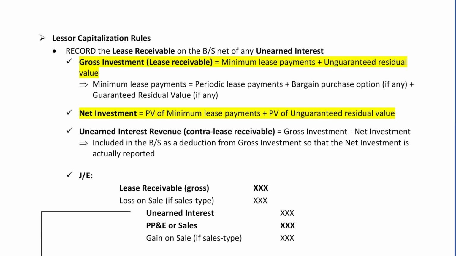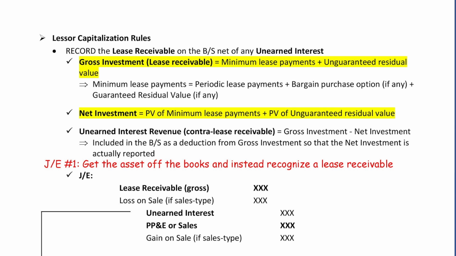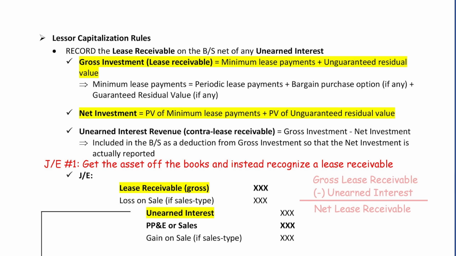Now let's talk about the journal entries that we're going to have on the lessor's books. Journal entry number 1, get the asset off the books and instead recognize a lease receivable. And on this first journal entry, highlight lease receivable at gross, that's the debit, and on the credit, highlight unearned interest. Now on the lessor's balance sheet, we're going to be reporting net lease receivable. So make a note there, gross lease receivable minus unearned interest, that is net lease receivable.